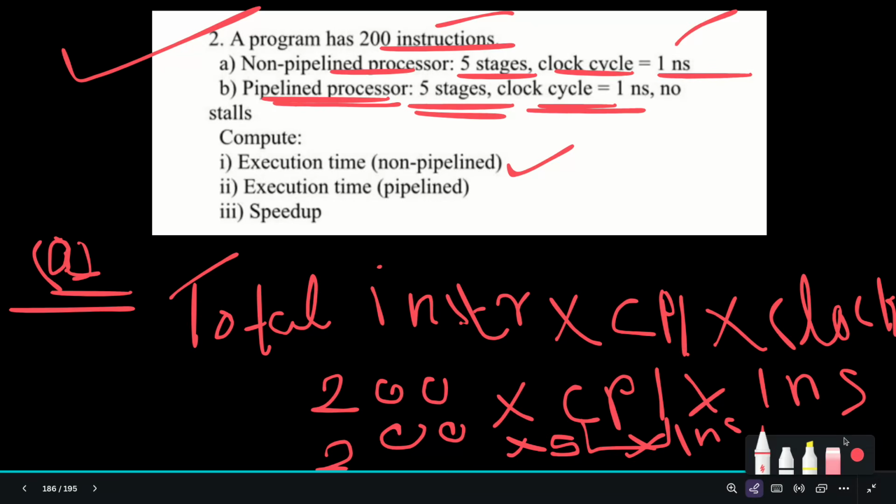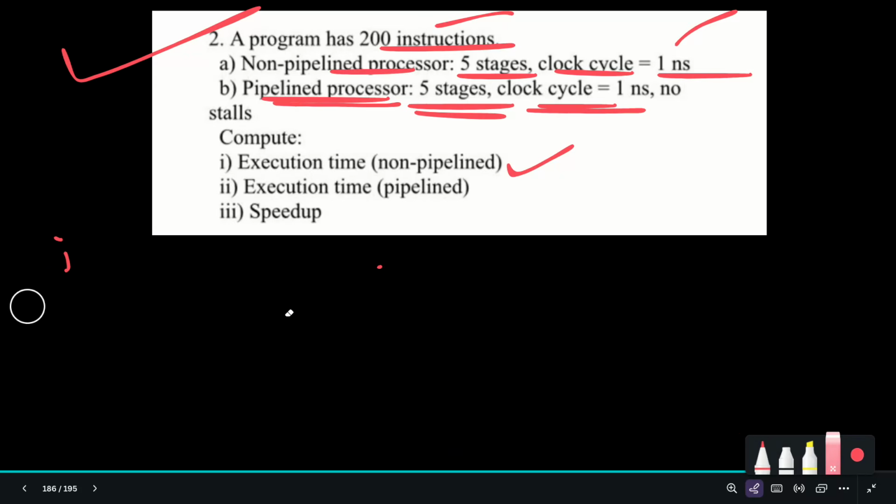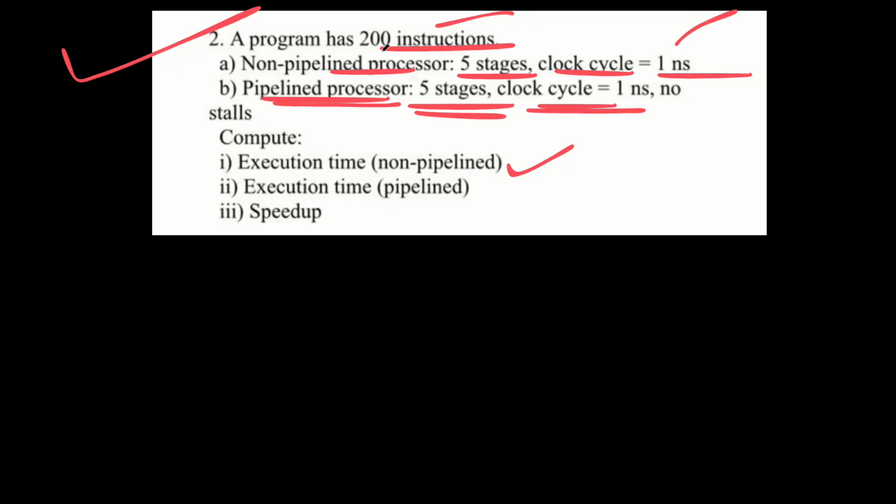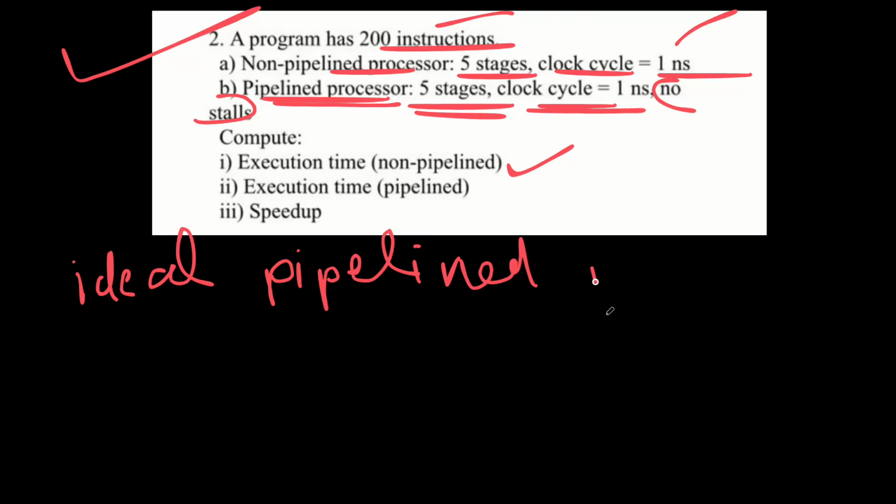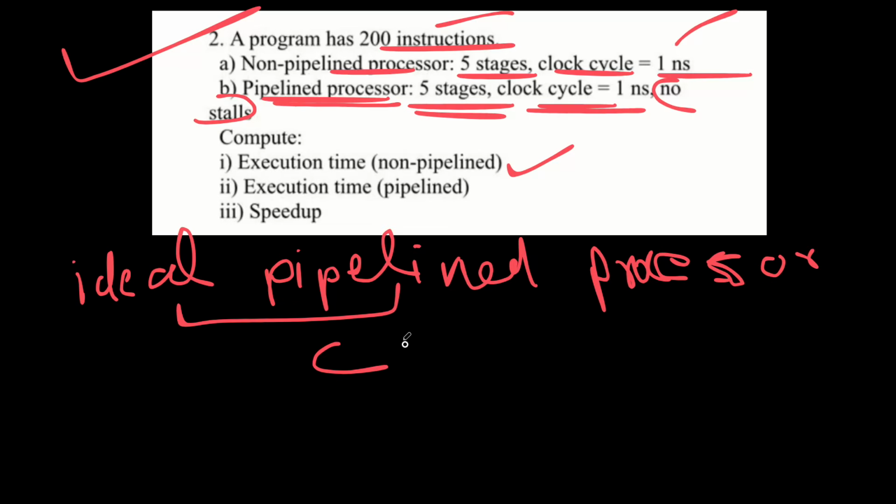Okay, great. On that note, I want to talk about this B part. That is for the execution time of the pipeline processor. We have to know that there are no stalls, it is given in the question. No stalls means it's an ideal pipeline processor, because there are no stalls and no flushes here. So for an ideal pipeline processor, the CPI value is 1.